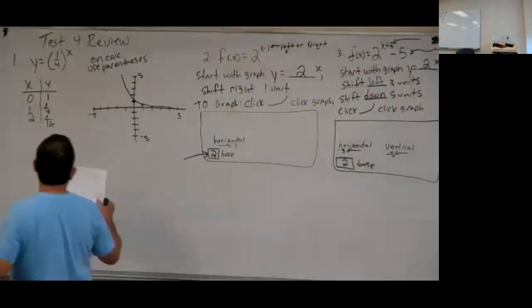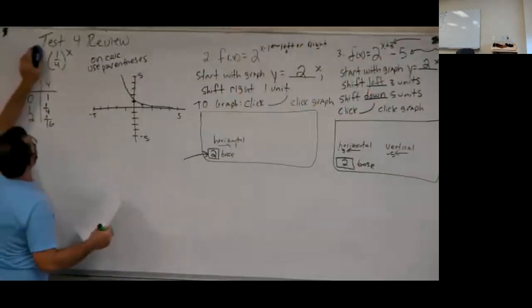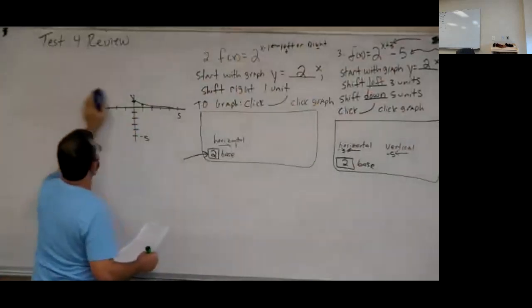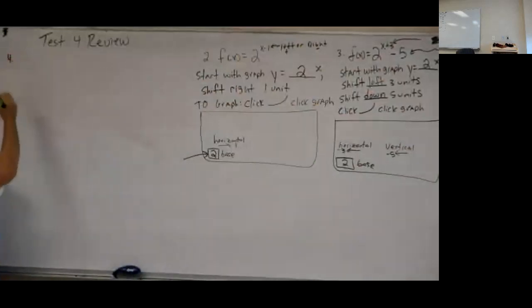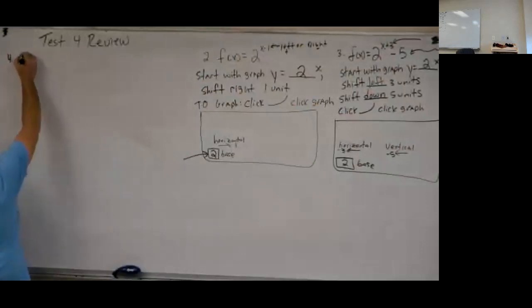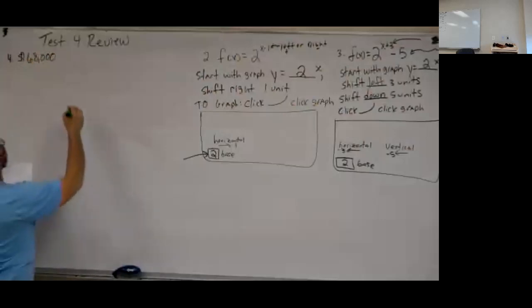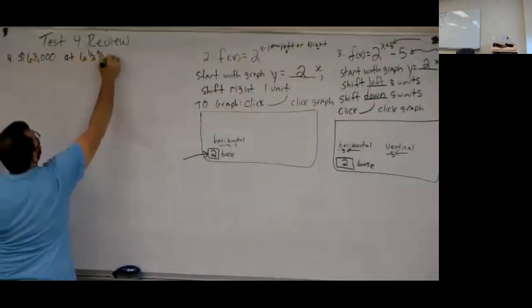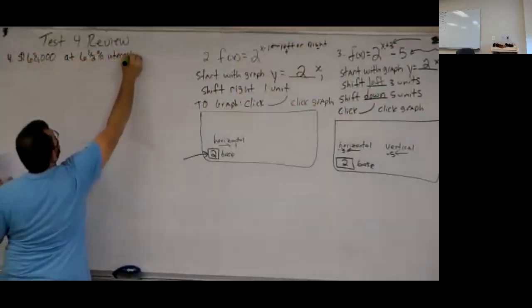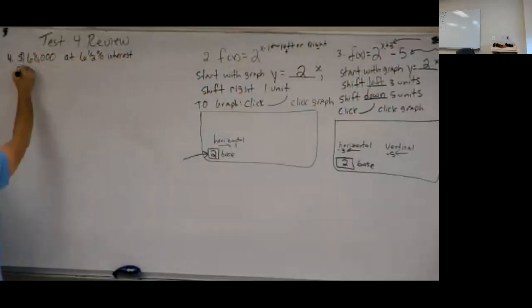Now, then we started getting into some of these interest rate problems. So my number 4 says, suppose $68,000 is invested at 6.5% interest, compounded quarterly.